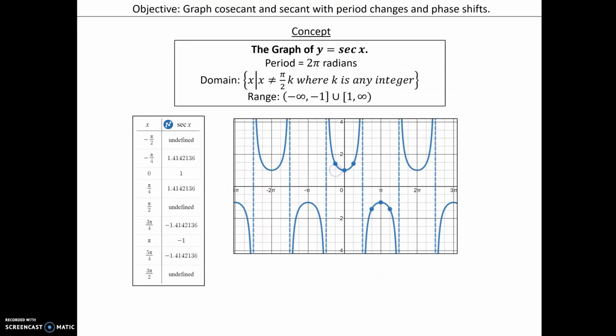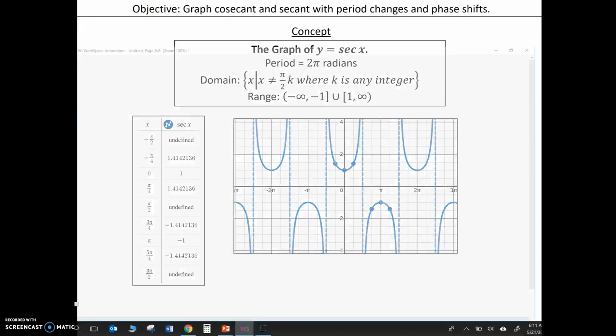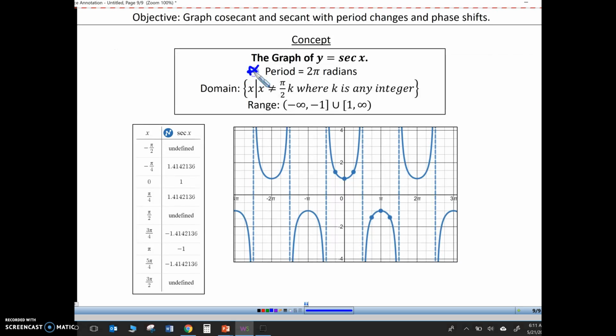So some connections to cosecant of x. The period is again 2 pi, and we have asymptotes that are spaced pi units apart. However, they're not at every pi. Cosecant is at every pi. The secant function has asymptotes every pi halves units times k, where k can be any integer. So at every pi half here, every pi half here, we're going to have a vertical asymptote.